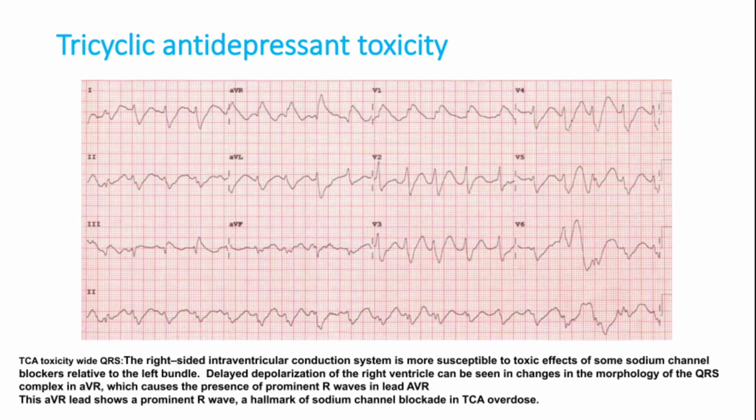So whenever somebody is taking tricyclic antidepressant drugs, if they come with ventricular arrhythmias or if they come with seizures, look at aVR. If aVR is positive and you get a wide QRS complex, a prominent R wave in aVR, it's a classical sign of tricyclic antidepressant toxicity.